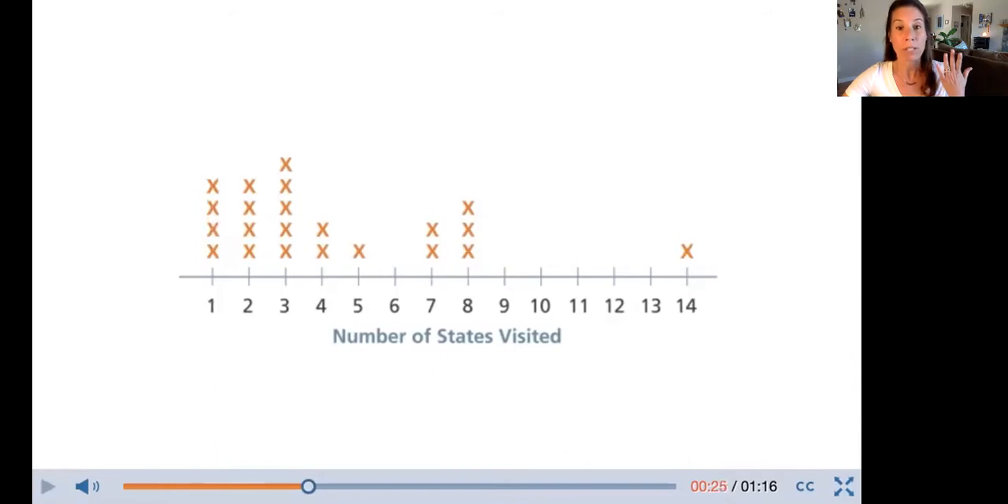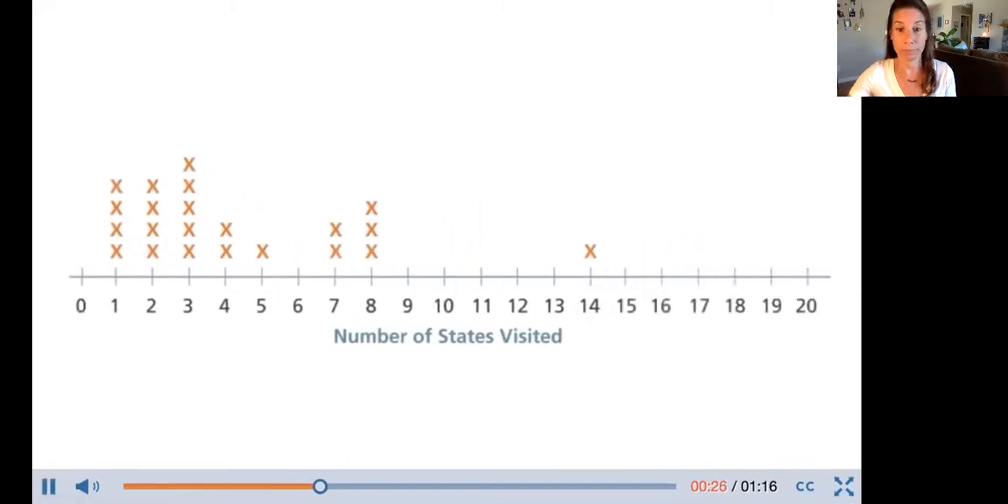So that will be your range, from wherever the lowest piece of data is to the highest, and that is the range, 1 to 14 on our line plot here.